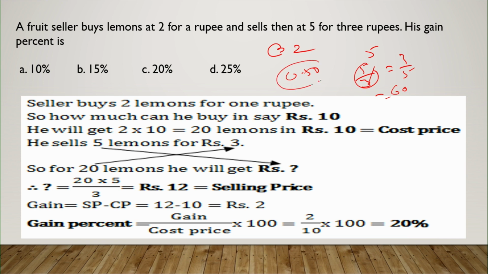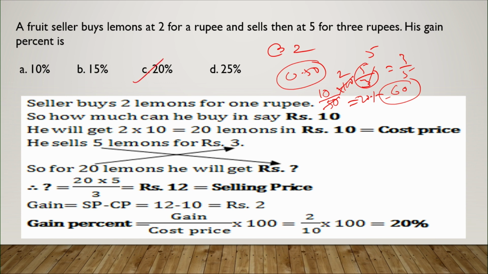Each one is 50 paisa. Here each one is 60 paisa. So the difference is 10 paisa, divided by 50 paisa, into 100. Correct? It is simply 20%. Do you understand this question?